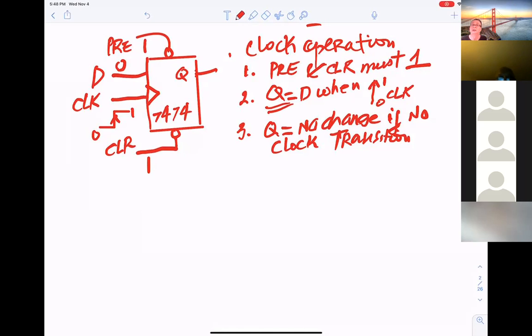The output is 0 then, correct? Right. The thing is D equals 0. Right. So the answer will be 0.